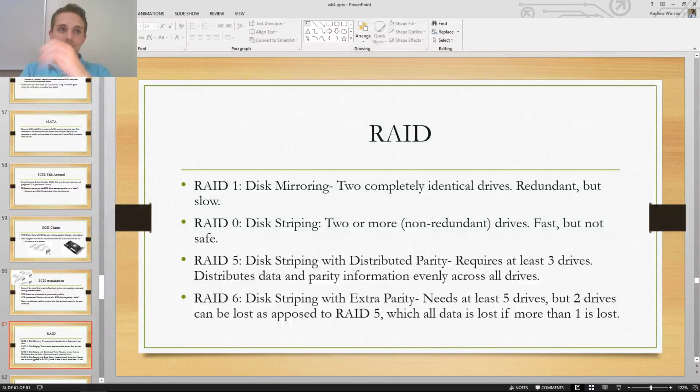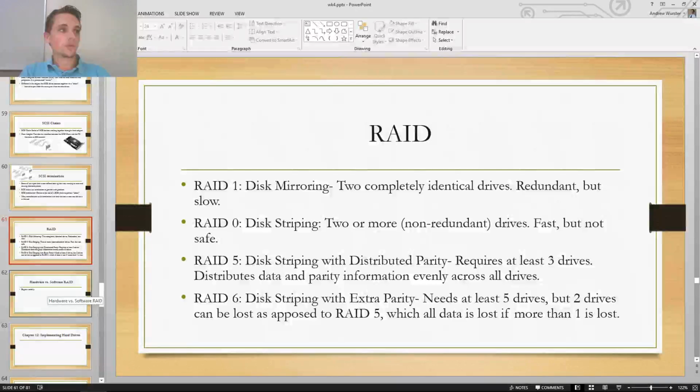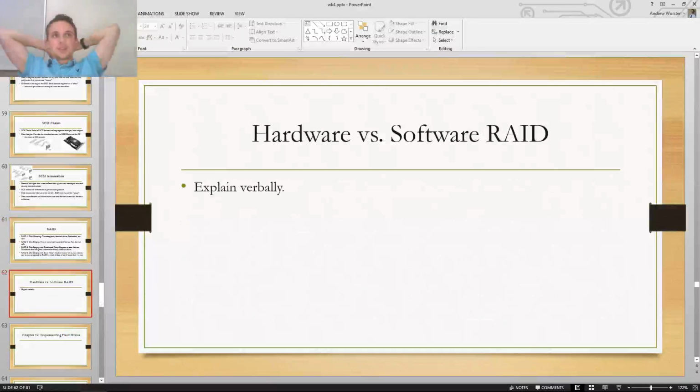So that's kind of nice. RAID 5 is the most common right now. Alright, I just thought this would be easier to explain than write out.